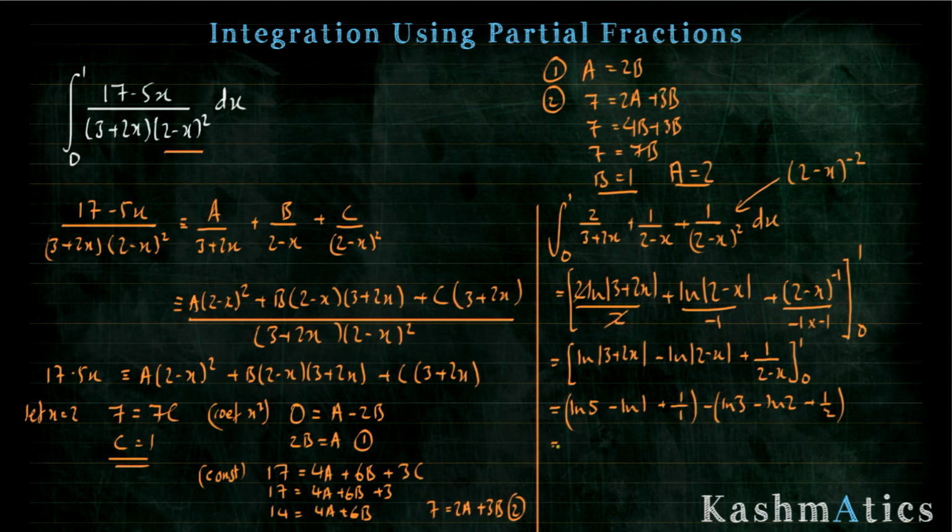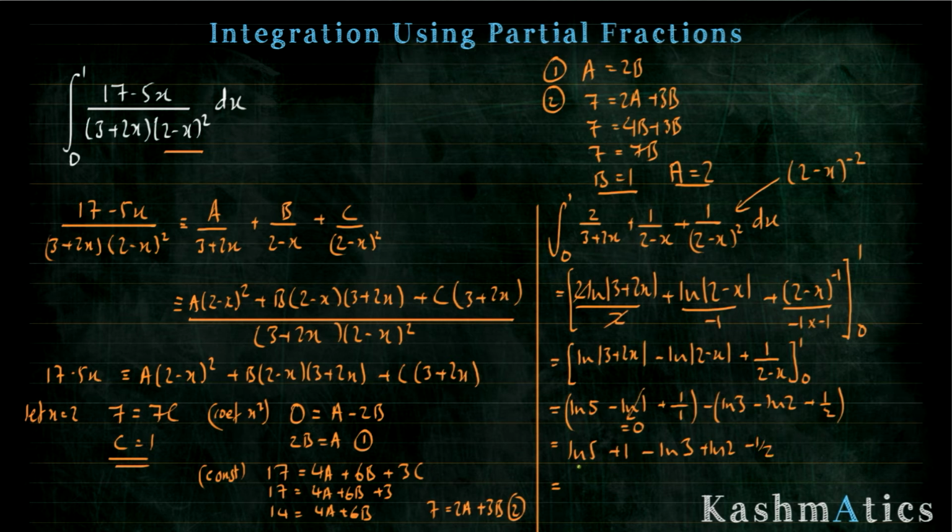Okay. Now there's a few things you need to realize here. ln 1 is equal to 0. So I'll get ln 5 plus 1 take away ln 3 plus ln 2 plus 1 half, and let's tidy all of that up. Sorry, that was minus a half.